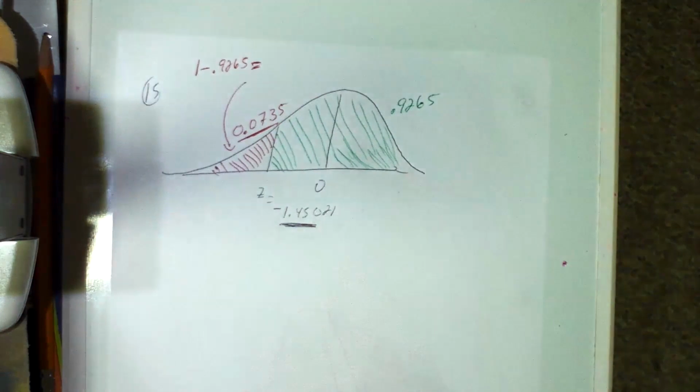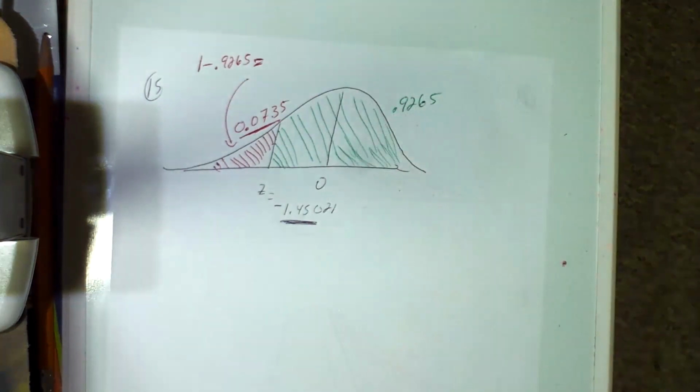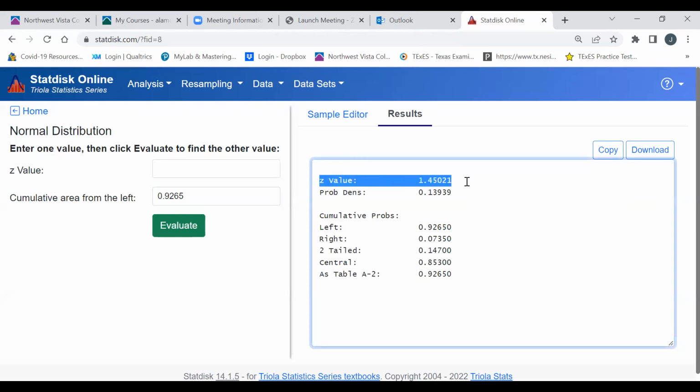Now here's a shortcut. Did you know that if you forgot how to do the subtraction, you can enter this number in StatDisk? Let's see what happens if I enter 0.9265 on that second window. Notice that your z value is the same number, but positive. Interesting.